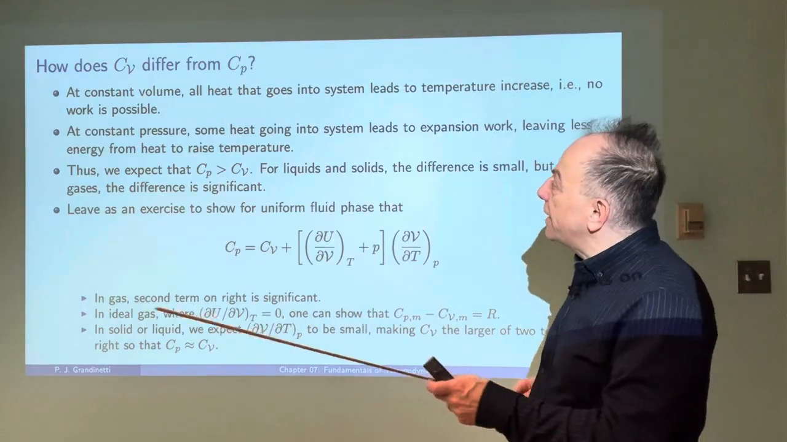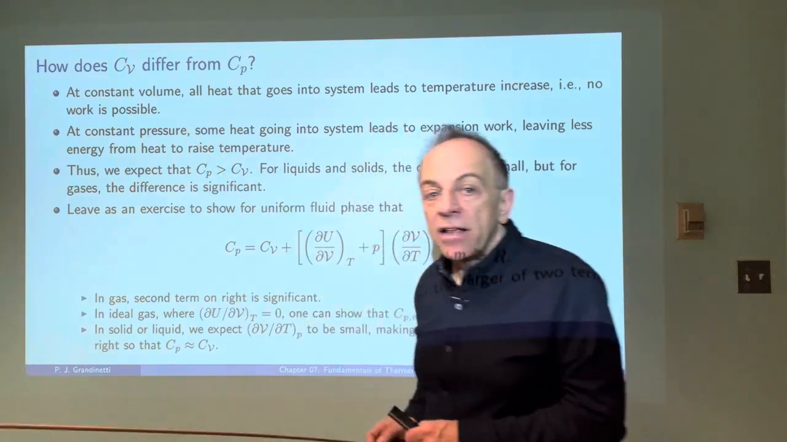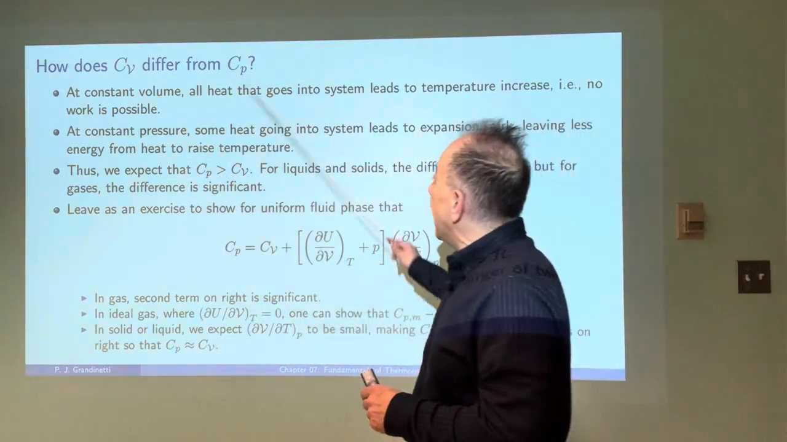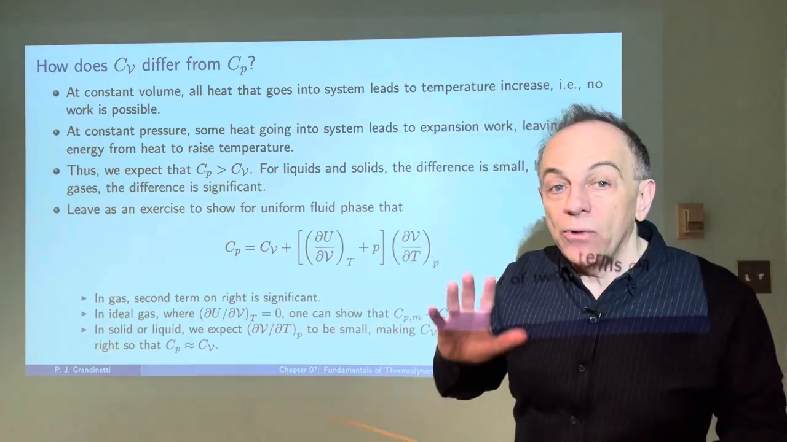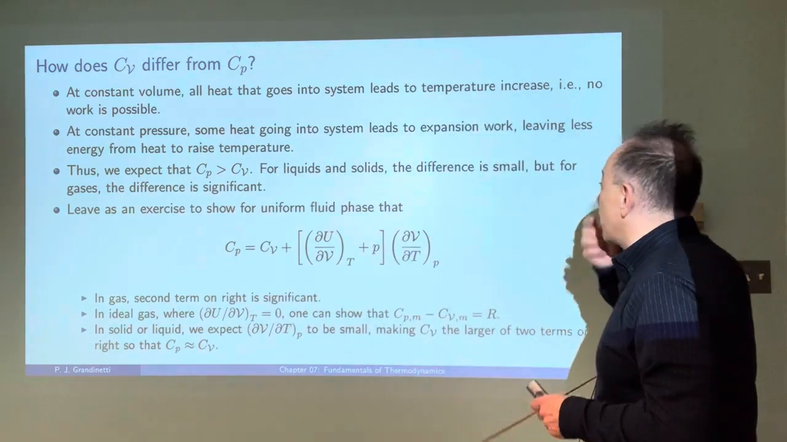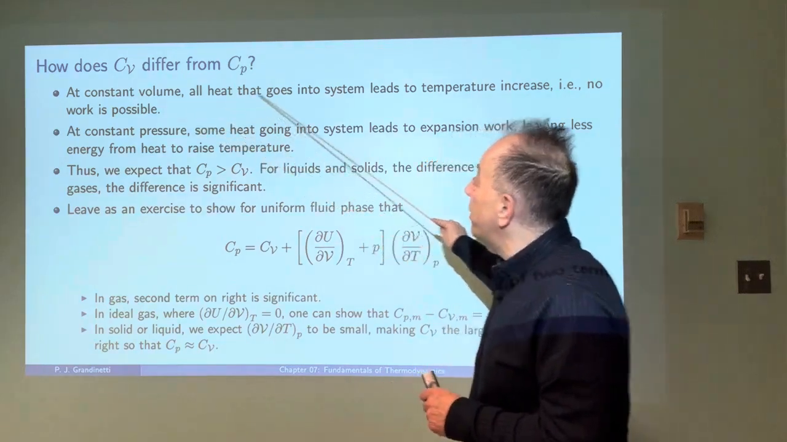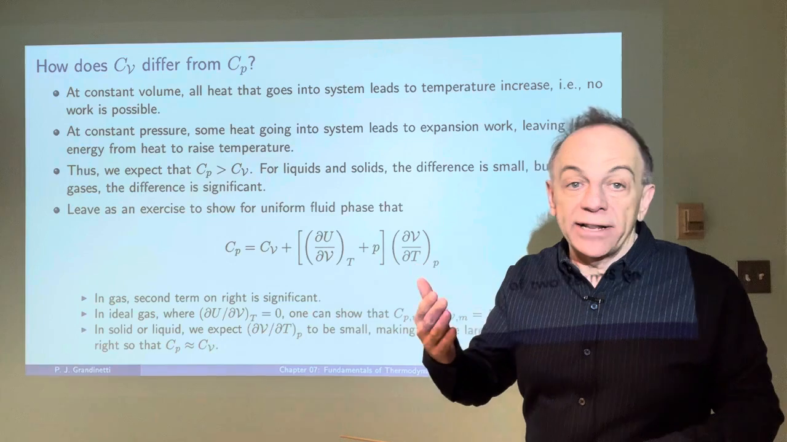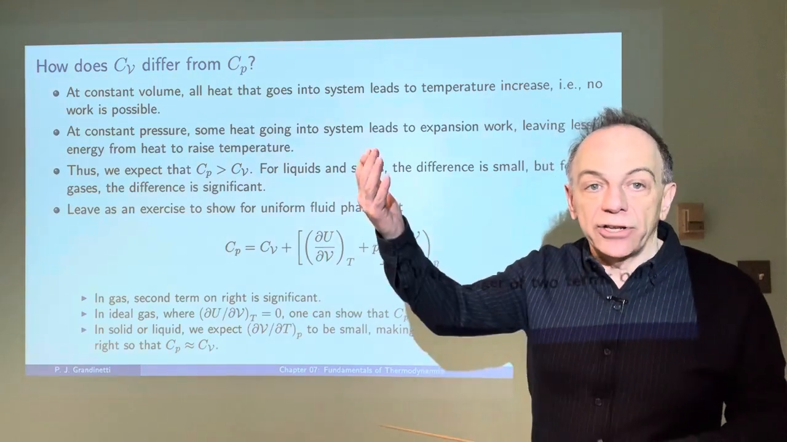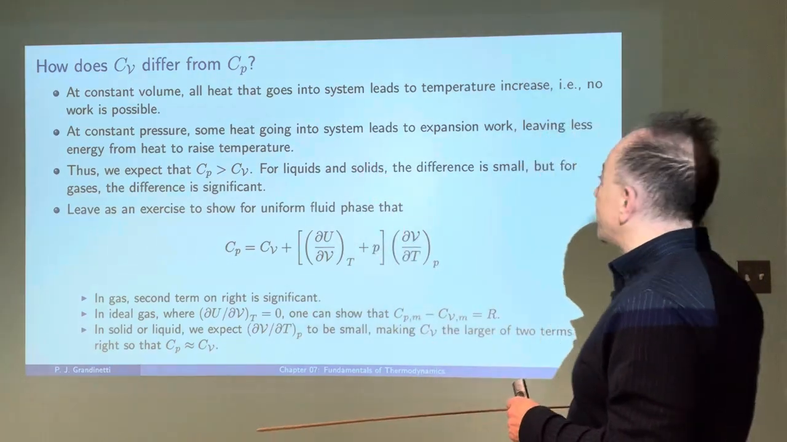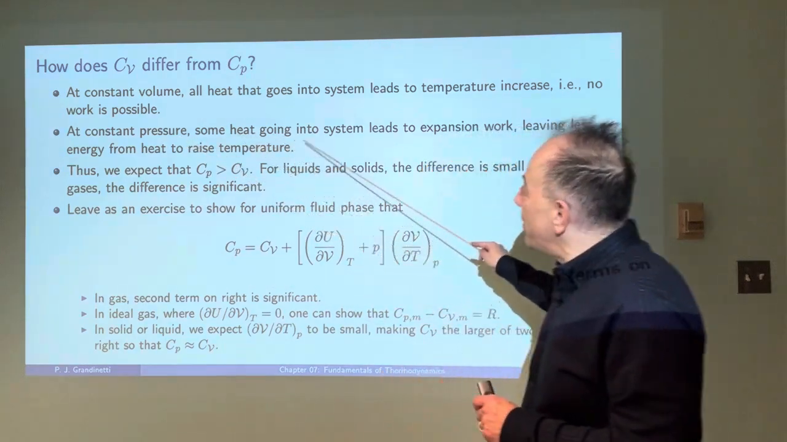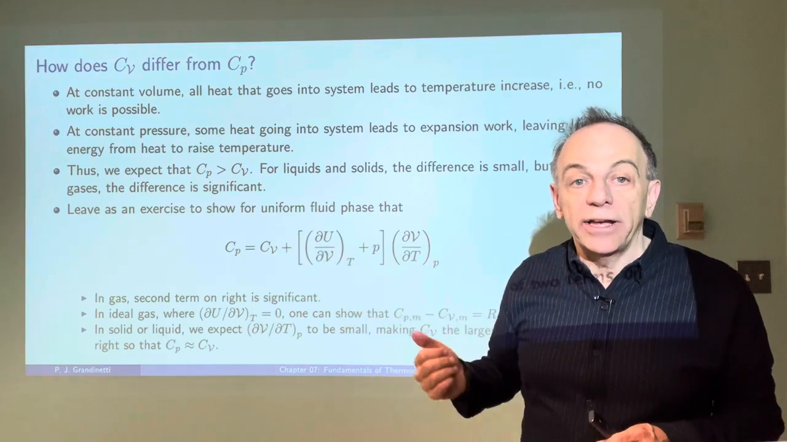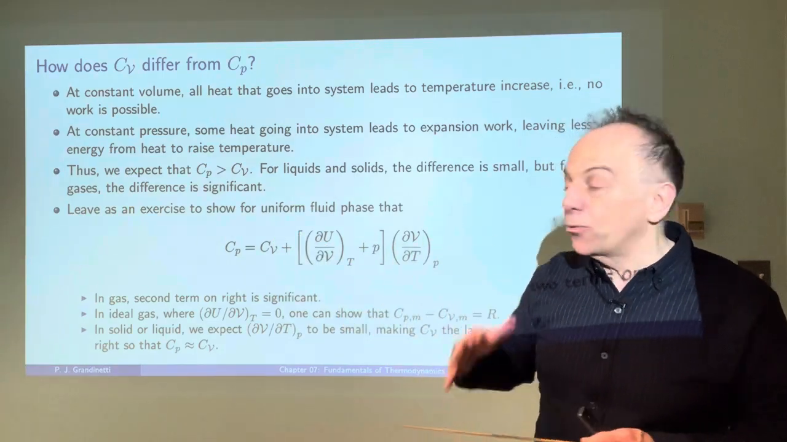So one thing we should examine is what is the difference between the constant volume heat capacity, that is to say the heat capacity when no work is allowed, and the constant pressure heat capacity when we allow PdV work, so we allow expansion work. At constant volume, we know that all the heat that goes into the system will lead to a temperature increase, because all that heat going into the system increases the internal energy, and that's going to be reflected in an increase in the temperature. At constant pressure, some of the heat that goes into the system is going to go into expansion work, so it's going to produce work, which means that there'll be less heat going into raising the temperature.